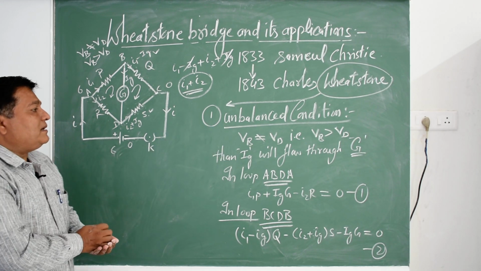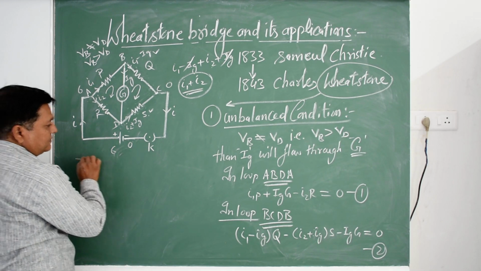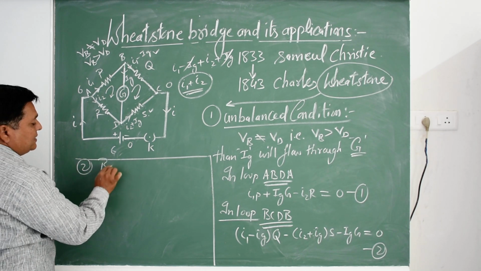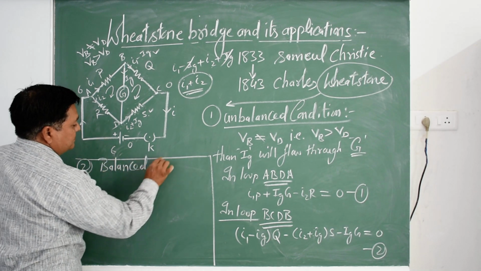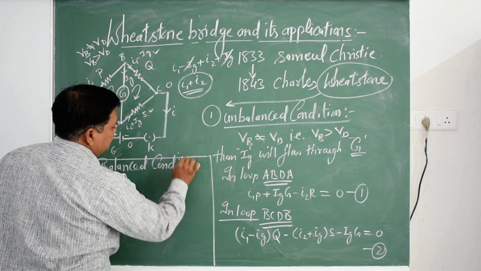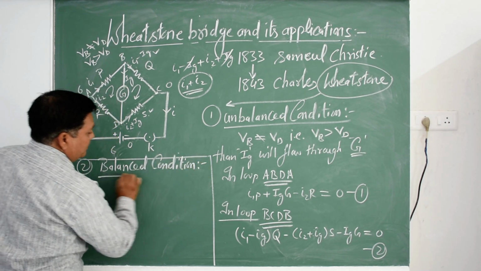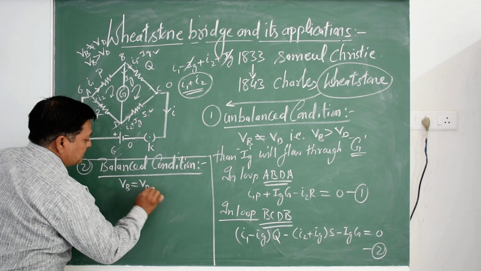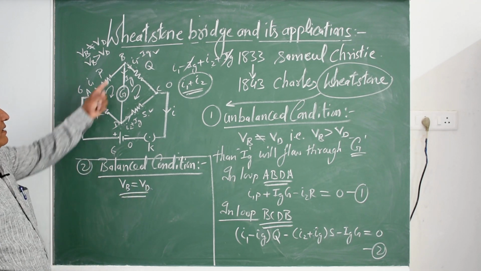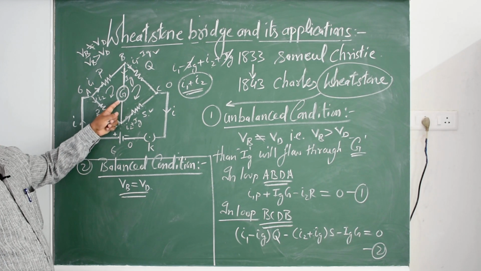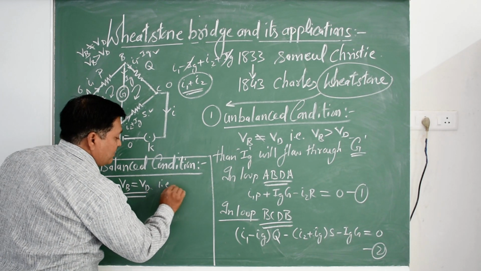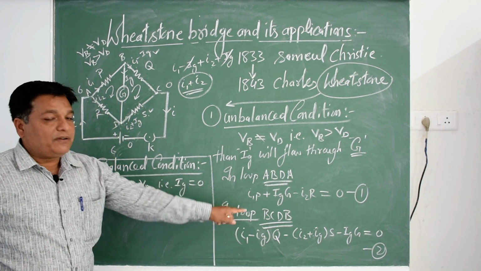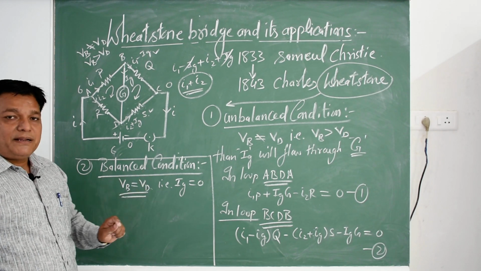What will be the balanced condition? The second condition is the balanced condition. In this case the potentials at B and D are equal, meaning VB is equal to VD. If potentials are equal, there will be no current passing through galvanometer G, that is Ig is equal to 0. Putting the value of Ig in both equations, we can get the equations for the balanced condition.